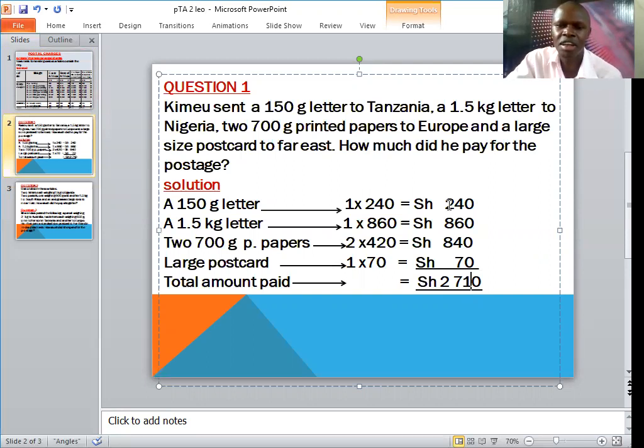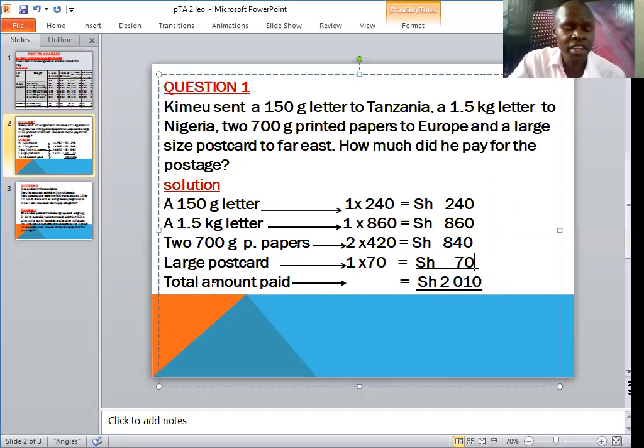2 plus 2, 4. Plus 8, we shall have 12. Plus 8 again, we shall have 20. So it is supposed to be 20. And this one becomes the total cost for sending the items to those different destinations. So this question is as simple as you have seen. So it is good for you to master.